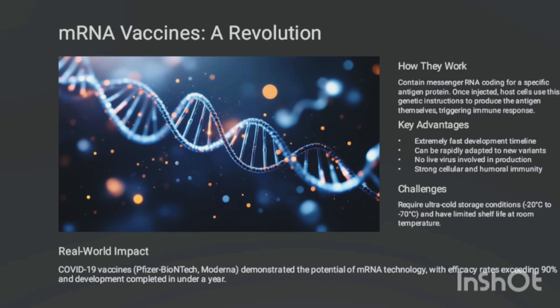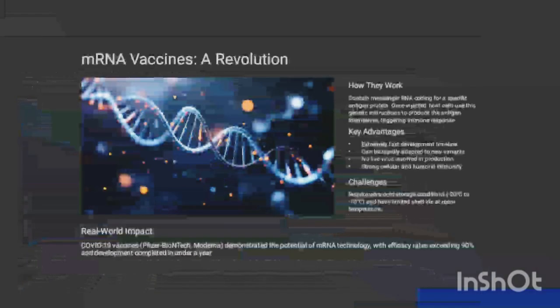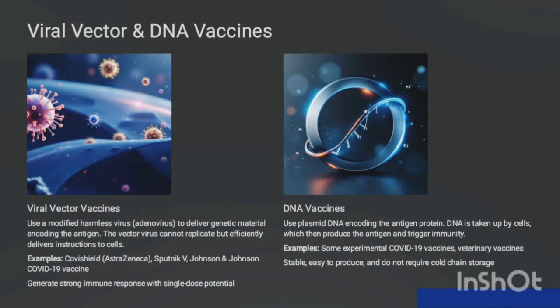These are two types of vaccine technologies: viral vector vaccines and DNA vaccines. Viral vector vaccines: this type of vaccine uses a modified harmless virus, like an adenovirus, to deliver genetic material that encodes an antigen. The vector virus cannot replicate but effectively delivers the instructions to the cells. Examples: Covishield AstraZeneca, Sputnik V, and the Johnson & Johnson COVID-19 vaccine. Benefits: generates a strong immune response and has single dose potential.